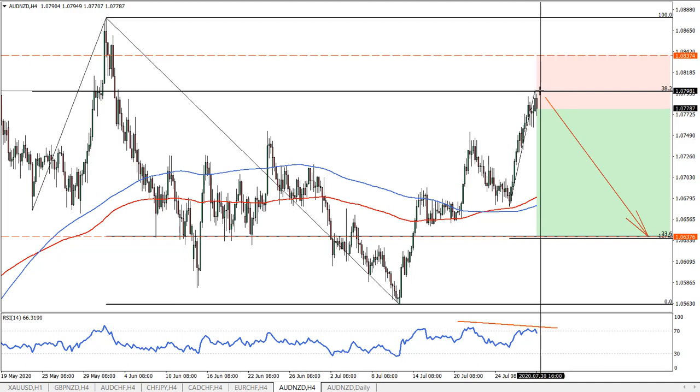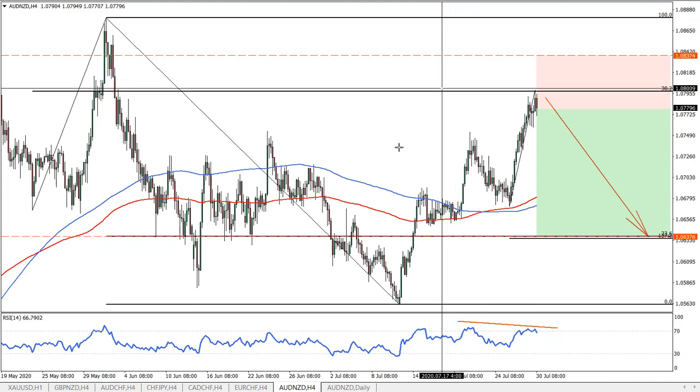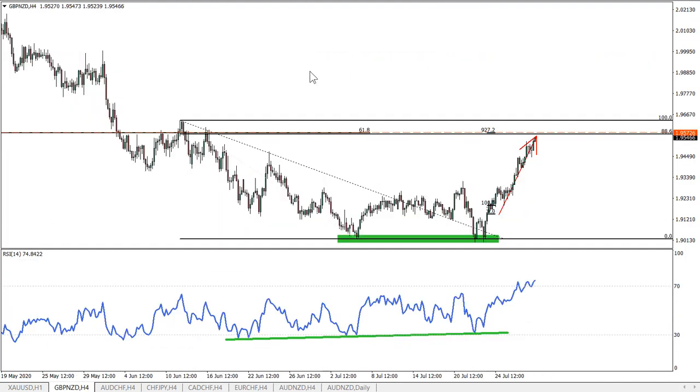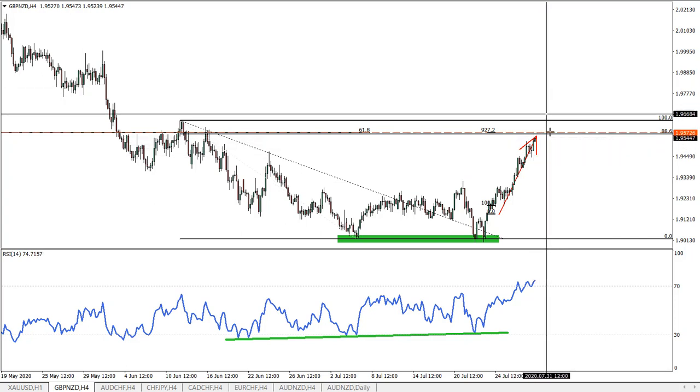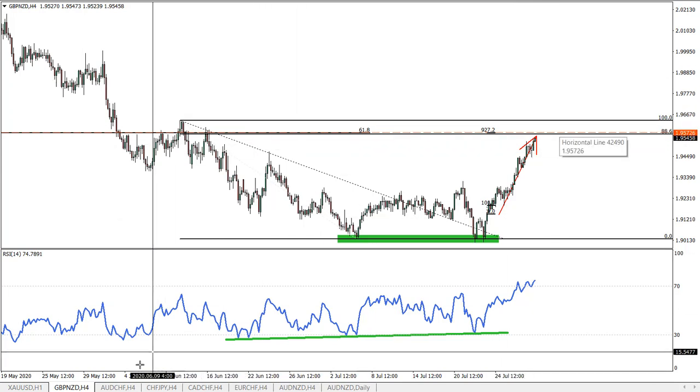So we are done with the Australian and New Zealand dollar, the idea for today, and let's move back to previous ideas. Pound versus New Zealand dollar. We can see that the pair almost tested the resistance, almost went up to the target, so just 20 or 30 pips left to go here, but we're heading in the right direction, still a little bit to go.